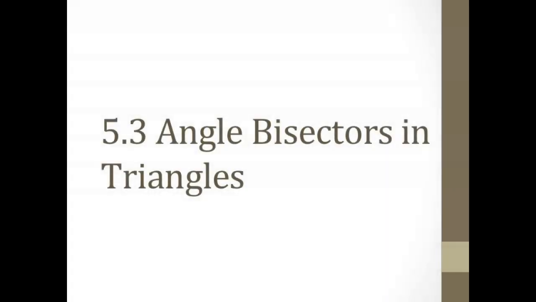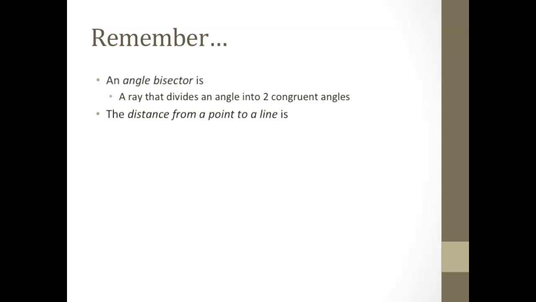Last time we talked about perpendicular bisectors, and today we're going to be talking about angle bisectors in triangles. Just as a reminder, an angle bisector is a ray that divides an angle into two congruent angles, so it divides it in half. The second thing to remember is that the distance from a point to a line is the length of the perpendicular segment from the point to the line.